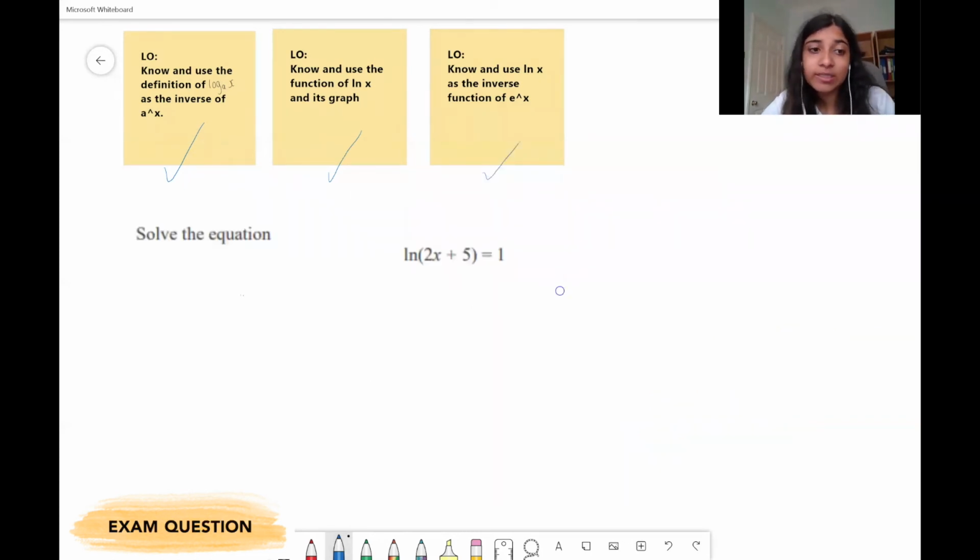So we have a question here. We want to solve the equation ln(2x plus 5) is equal to 1. So feel free to pause the video and try it out for yourself.